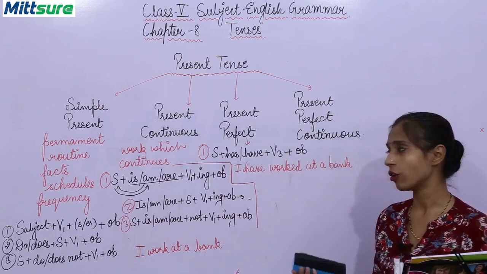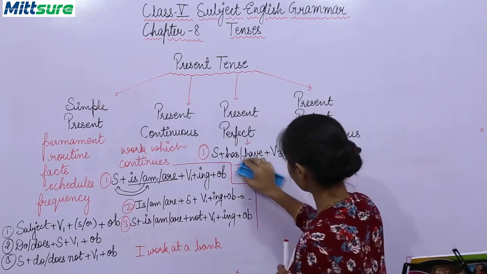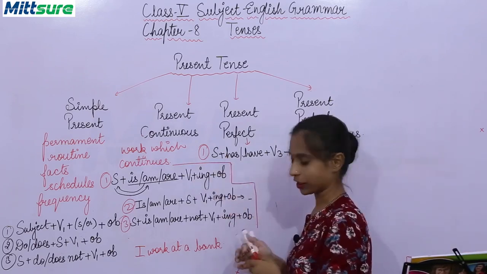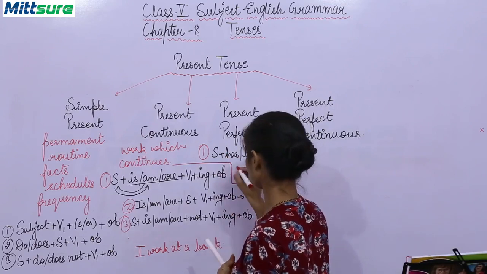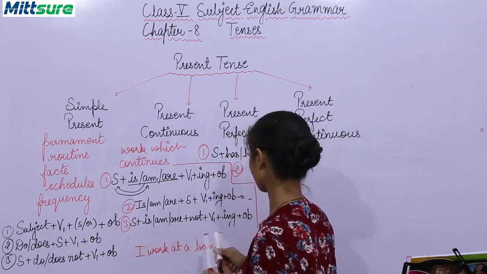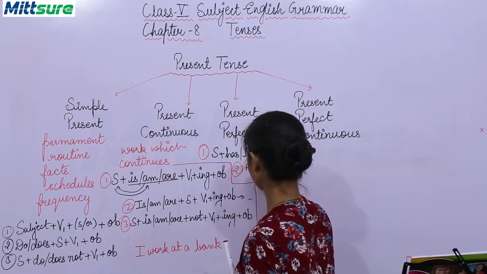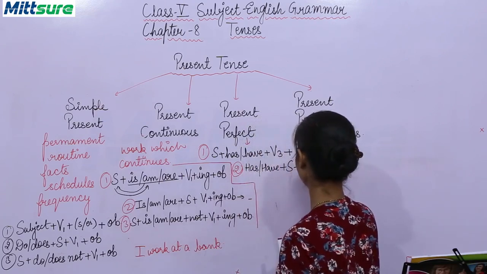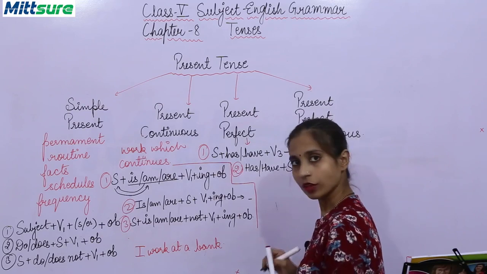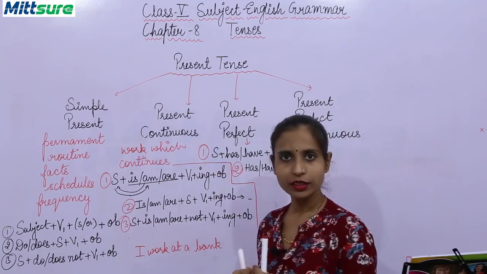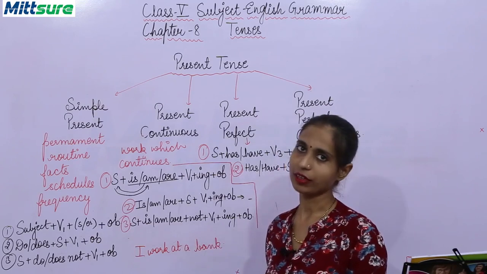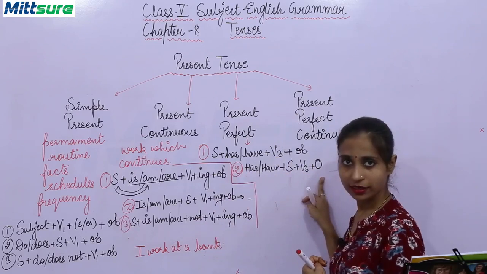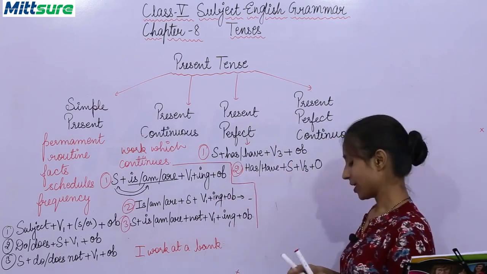Now, formula for interrogative sentences. Very easy. Again, just swap the position of has, have with subject. Has or have plus subject plus verb third form plus object. All right. Have I worked at a bank? Easy.